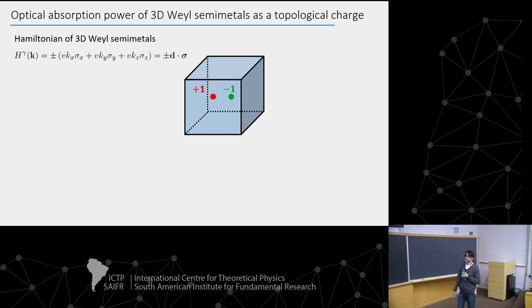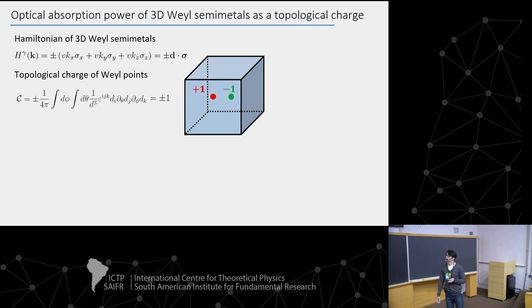Another case is for the 3D Weyl semimetals. In this case, we don't have a single Dirac node. We have, in this case, Weyl nodes. We have two of them, but we can model it by a linear Dirac Hamiltonian, which goes like this.